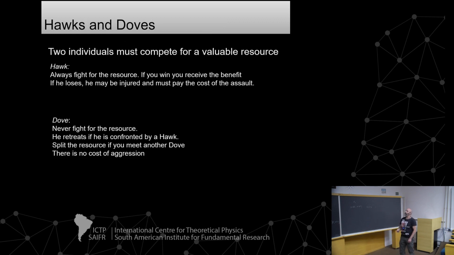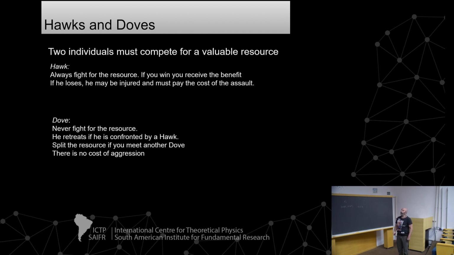This is a very known game. It is called the Hawks and Doves. The formulation of the game is the following. There are two individuals that must compete for a valuable resource, and there are two different strategies, called Hawk and Dove. The Hawk always fights for the resources. If the Hawk wins, it receives a benefit. But if the Hawk loses, it may suffer an injury because of the confrontation and must pay the cost of this assault.